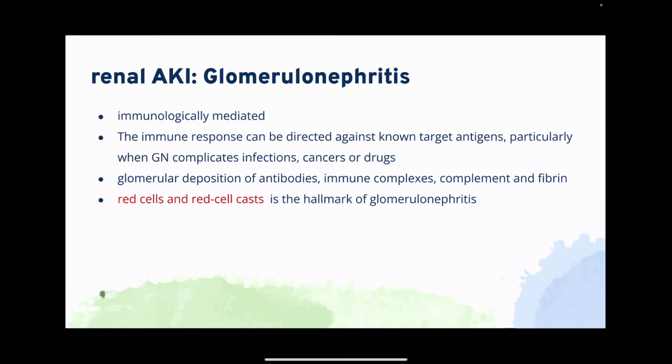The last cause of renal acute kidney injury is glomerulonephritis. Again, it is immunologically mediated and it is characterized by glomerular deposition of antibodies, immune complexes, complement and fibrin. And the hallmark of glomerulonephritis is the presence of red cells and red cell casts in the urine.